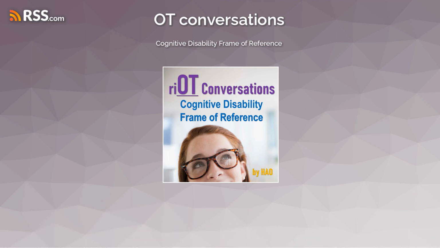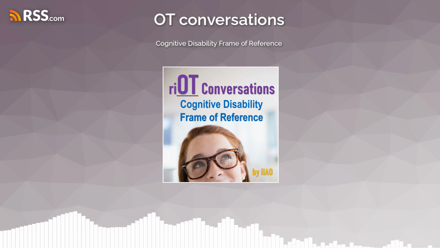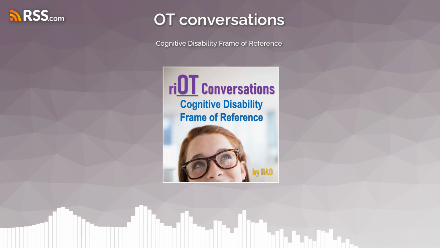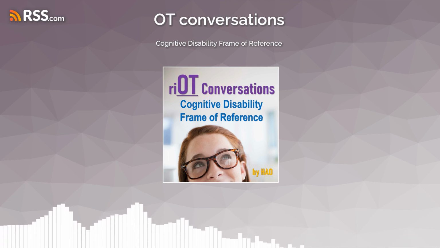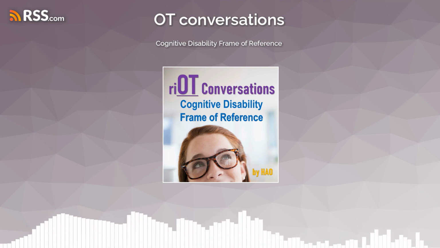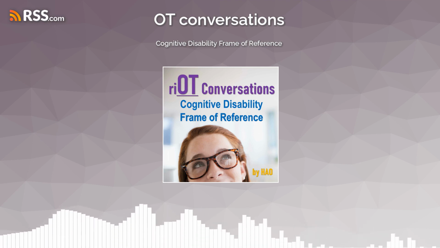Okay, so with the cognitive disability frame of reference, there are 2 primary sources of change in the person's cognitive level and their functional performance. It can occur within the person, or you can have the environment, okay? So change capacity. How's the person going to change? How are we going to improve cognition?